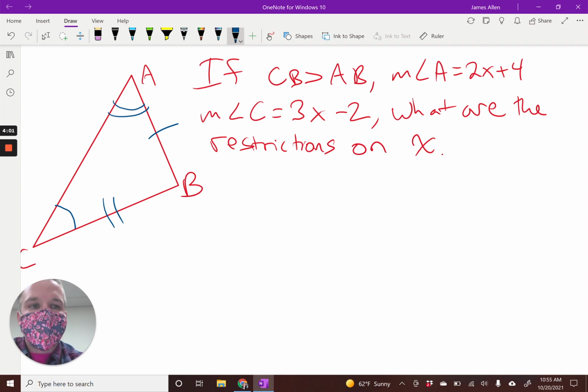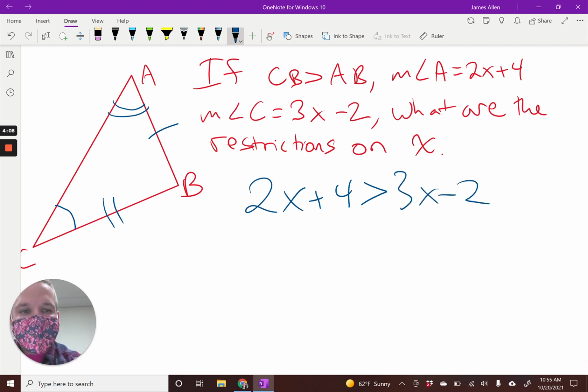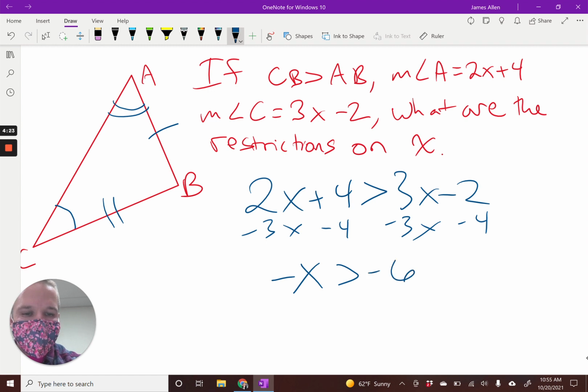So I've got 2x plus 4 is greater than 3x minus 2. I'm going to do it probably how you guys might do it. 3x minus 3x, I get negative x. I'm also going to subtract 4 to the other side. I get negative x is greater than negative 6. If I divide by negative 1, it's going to be x is less than positive 6. Remember, if we divide by a negative number, you must flip the inequality sign. So I have x is less than 6. Cool. That is one of my restrictions.